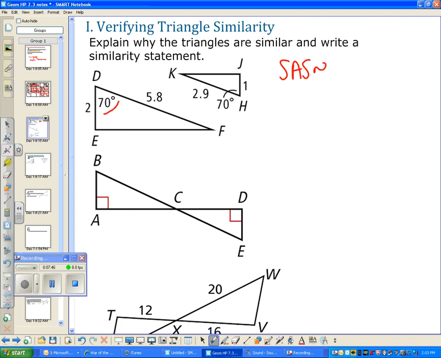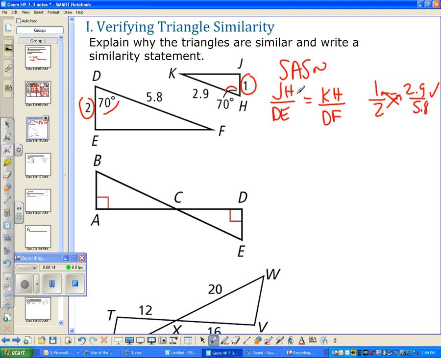We have congruent angles, sweet, but let's see, this shorter side, JH, should be proportional with this shorter side, DE. And this longer side, KH, should form with this side, and we just plug in 1 over 2. Does that equal 2.9 over 5.8? Yes, it does. We verified. You can verify by putting this into your calculator or cross multiplying. It doesn't matter to me.